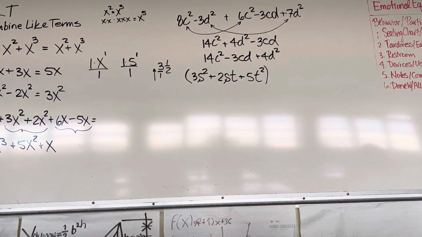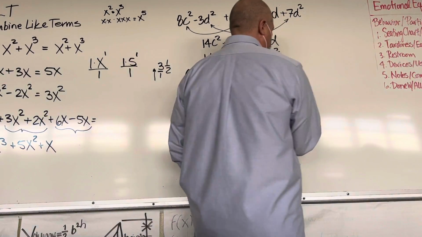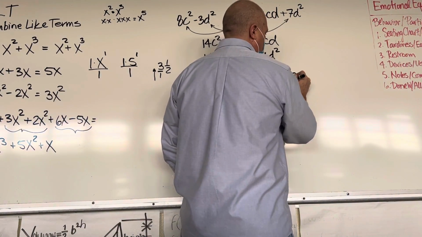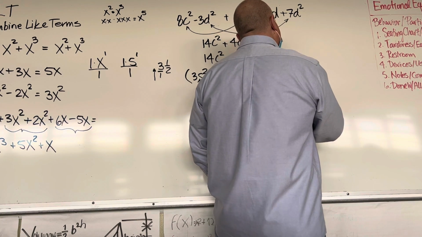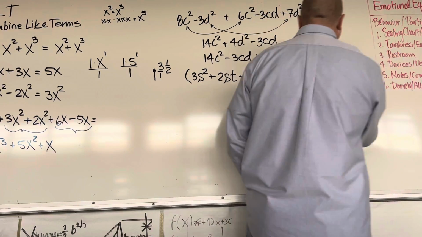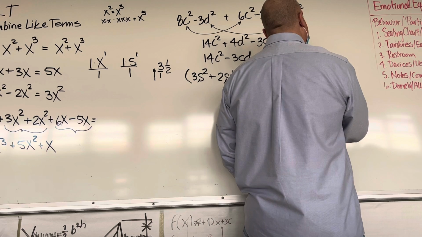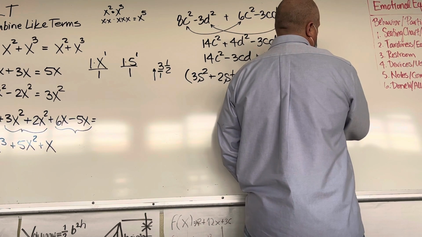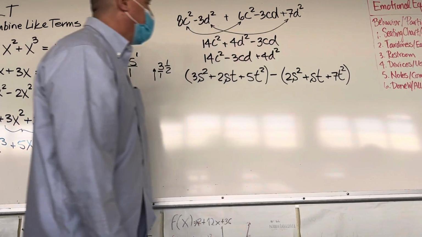Subtract this from it. Minus 2S squared plus ST plus 7T squared. Is that plus ST? Yeah. Okay. Plus ST. Plus 7T squared. Parentheses. Good. Okay.